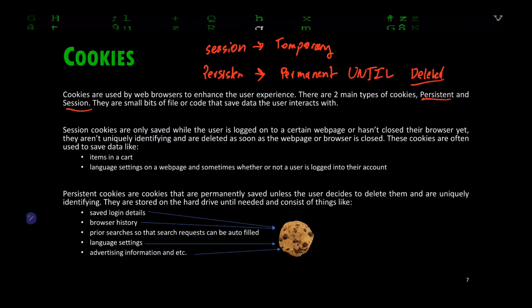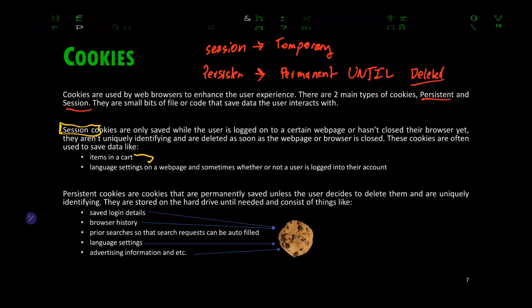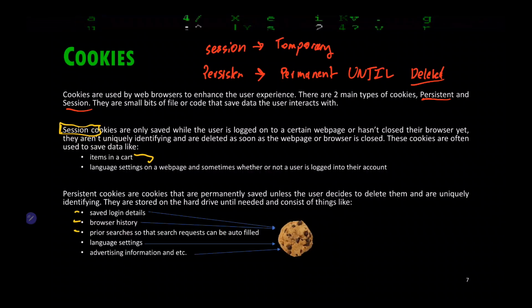Now, the safest mark scheme based answers for session cookies are these: language settings, users logged in, their account, items in the cart. These are the safest options to use for session cookies. For persistent cookies, you can use slightly more things, right? Save login details, your browser's history, priority searching, like if you look up YouTube often, it'll automatically recommend YouTube based on your preferences, right?